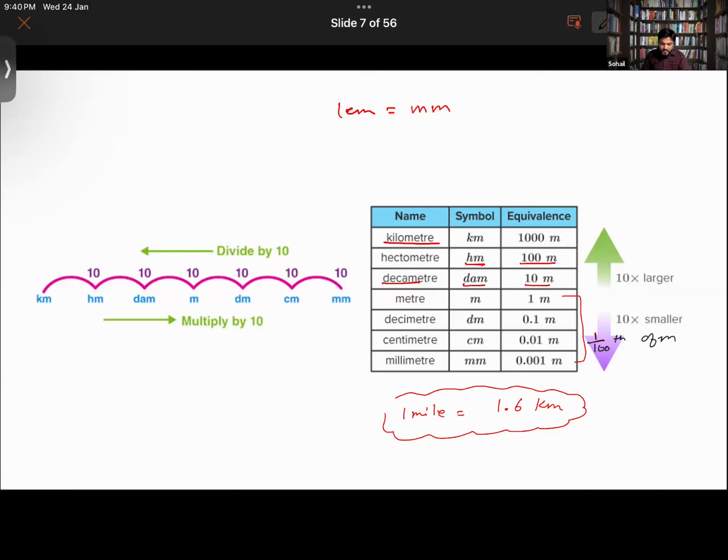Now convert 1 kilometer into millimeter. That will be how much? Just count how many steps you have to take in order to get to millimeter in this figure.